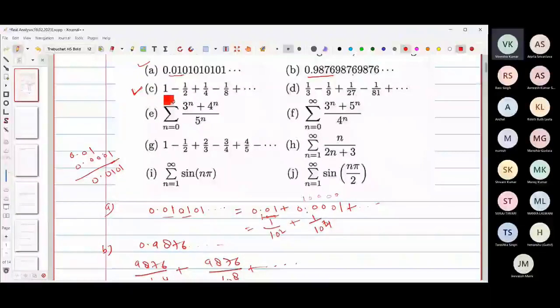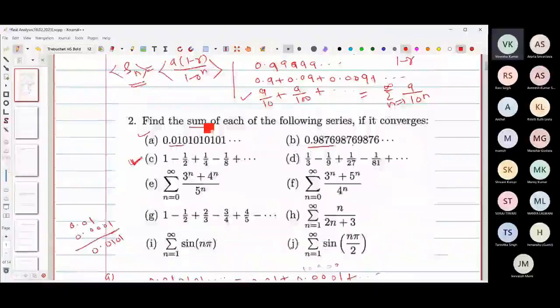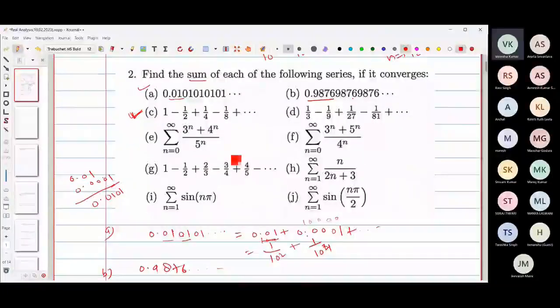Of course, every term is decreasing, and as n tends to infinity, the nth term is going to be 0. So using the Leibniz test, this is convergent. Fine. But the thing is that we need to find the sum. The Leibniz test tells us whether this is convergent or not, but when it comes to finding the sum, we need to think something more about this.